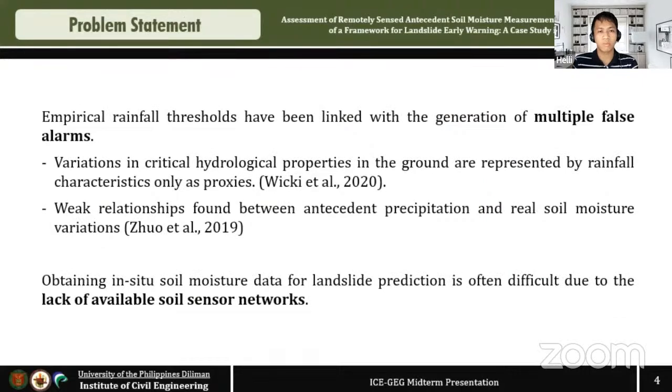Empirical rainfall thresholds have been linked with the generation of multiple false alarms. One possible reason for this is that variations of critical hydrological properties in the ground are represented by rainfall characteristics as proxies. Weak relationships have been found between antecedent precipitation and real soil moisture variations. Additionally, obtaining in situ soil moisture data for landslide prediction is often difficult due to the lack of available soil sensor networks.